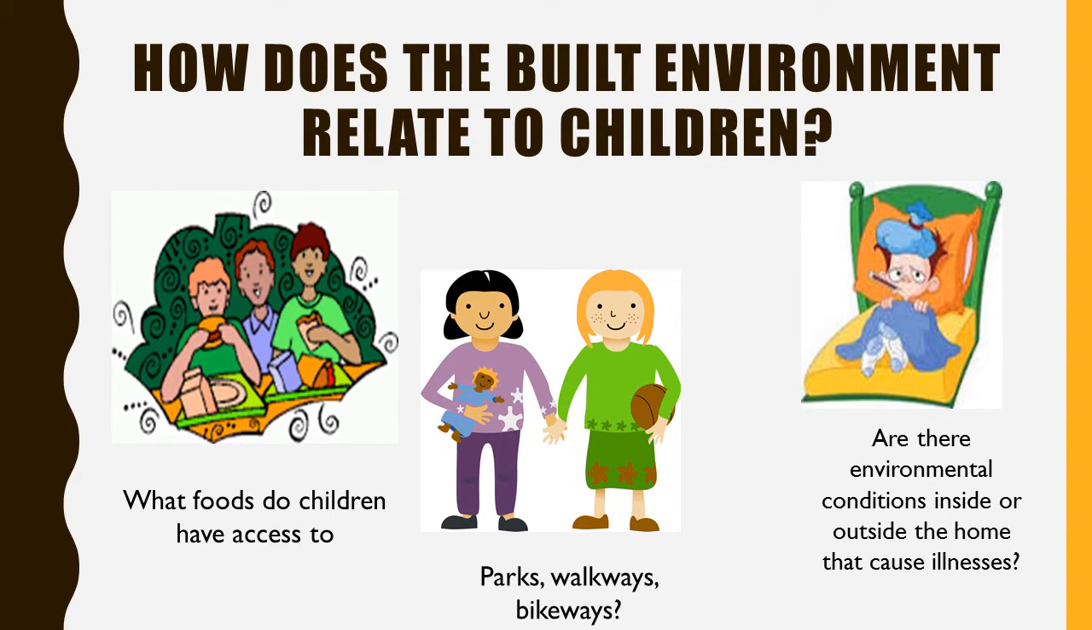So how does the built environment relate to children? Children are completely dependent on their parents, teachers, and community to provide all necessities of life. 3 main social determinants of health in a child's environment are a child's nutrition, physical activity, and daily environmental condition. All 3 of these topics will affect health either in a positive or negative way.